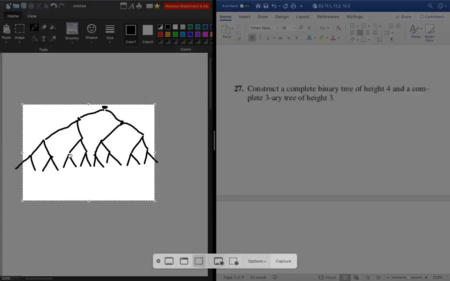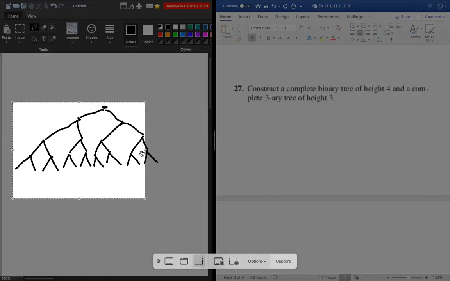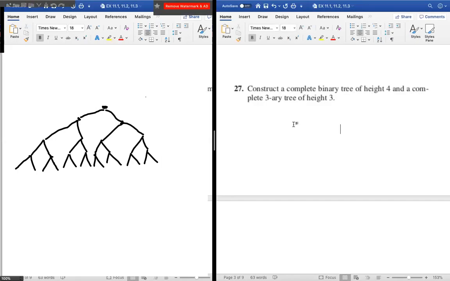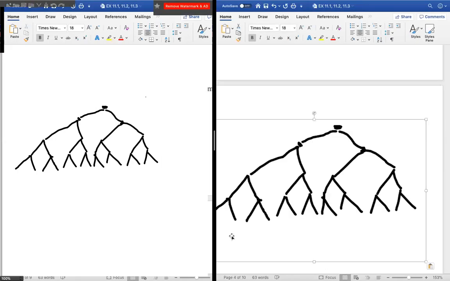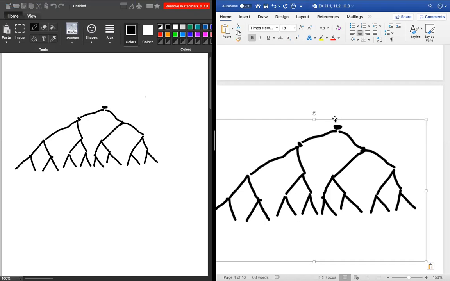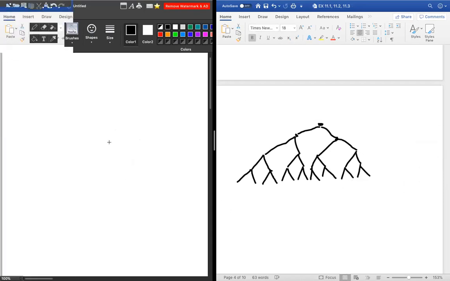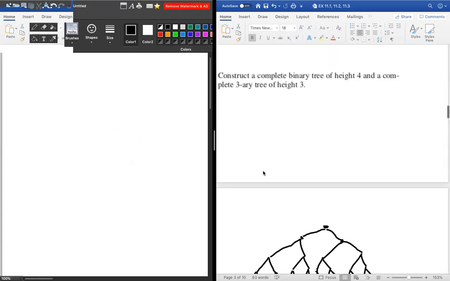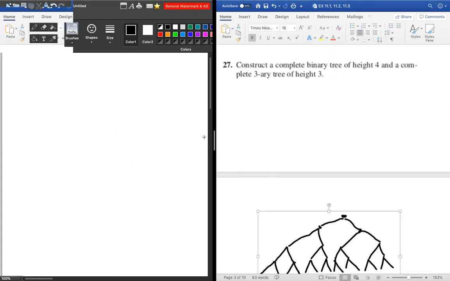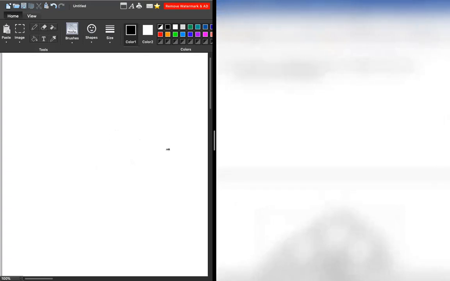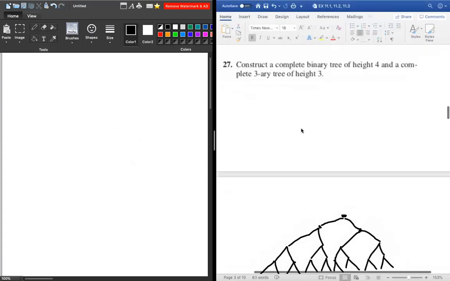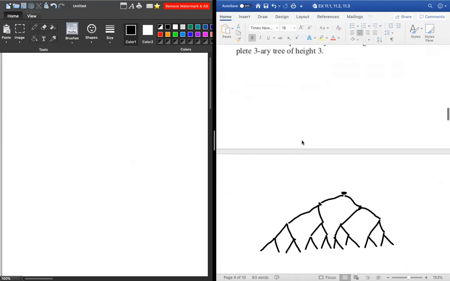So I'll just take this. Then I'll put it here. Okay, so basically this was a complete binary tree with height 4. Likewise, we can also do it for the height 3.